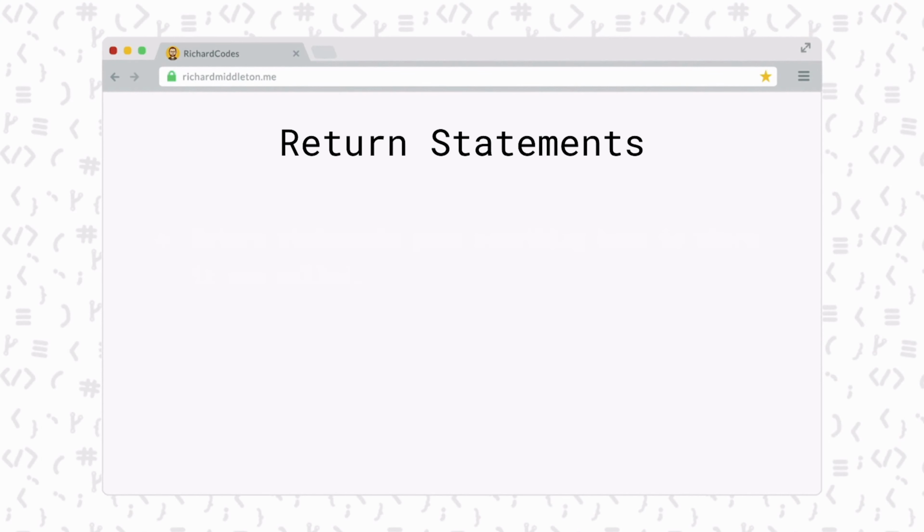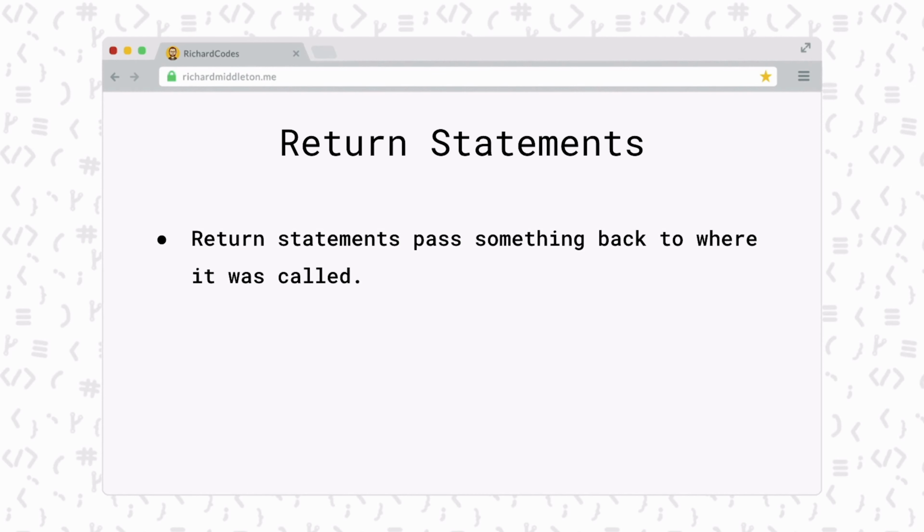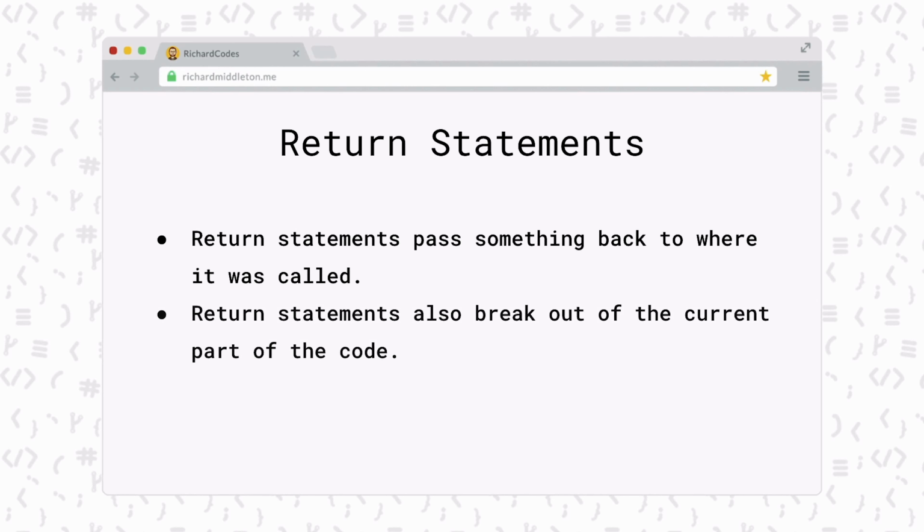So next up I want to talk about return statements. Now return statements can pass something back to where it was called. So if we return something from our function, we can then use it at the point of where it's called. Return statements will also break out of that particular part of the function in the code, and it will not execute anything below it.